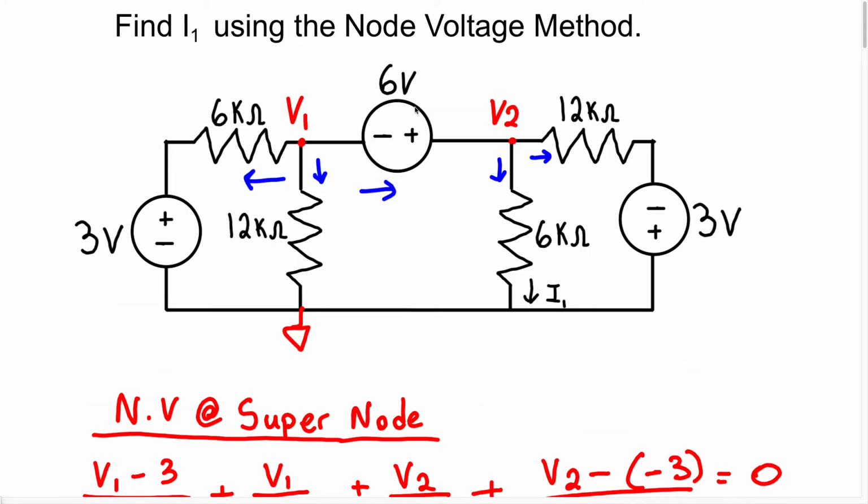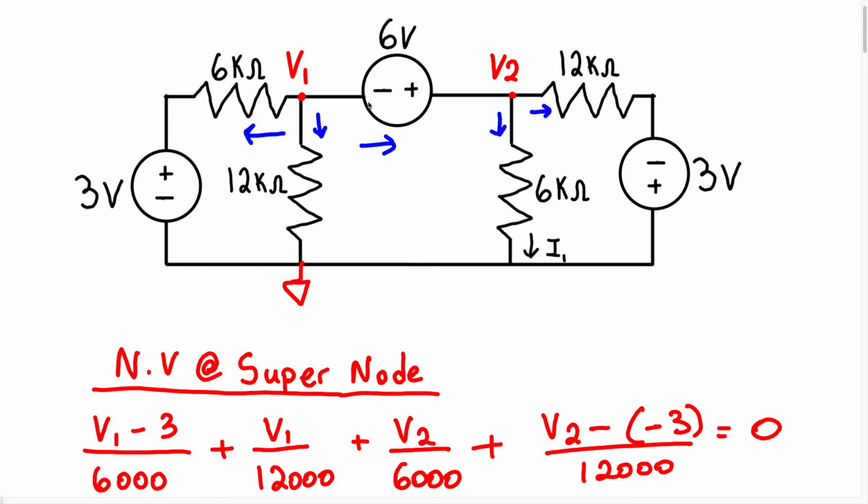So when we wrote the node voltage equation at the supernode, we just ignored this voltage source. Now we have to write a constraint equation due to this supernode method. And that constraint equation is going to involve those two nodes that connect that voltage source. So we know we're going to have node 1 and node 2, and this is the source, which is a 6-volt source.